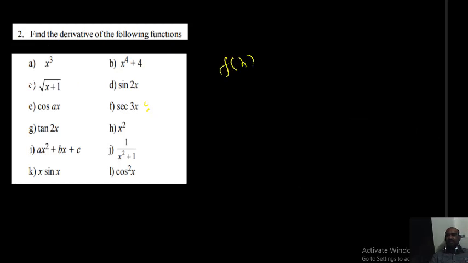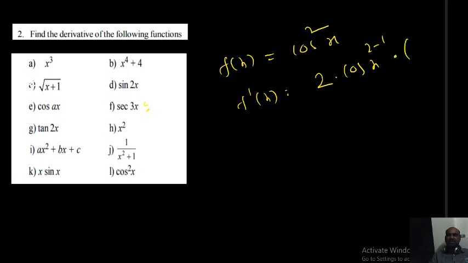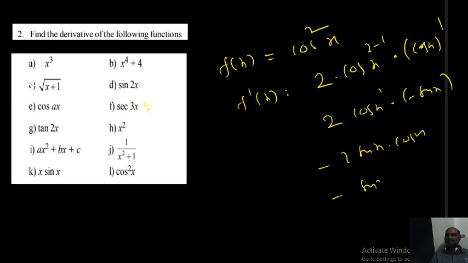Okay. F of x is given as cos square x. Several ways you can find its differentiation. I will explain both methods. One method is f dash of x equal to 2 into cos x power 2 minus 1 into the inner cos x differentiation. That is 2 into cos x power 1 into minus sin x, or minus 2 sin x into cos x, or minus sin 2x is the differentiation of cos square x.